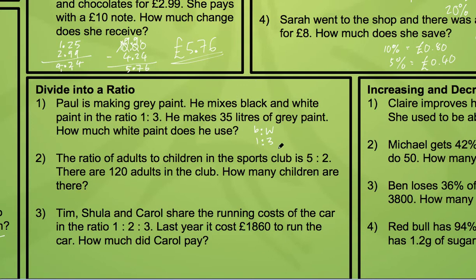Well, this means we've got 4 parts in total, and we're scaling that up to 35 litres. What we're saying is that if we've got 4 parts, a quarter of this paint is black and 3/4 is white. So what I'm really being asked is to find 3/4 of 35. So 3/4 of 35 is the same as 3/4 times 35, which is 26.25 litres.